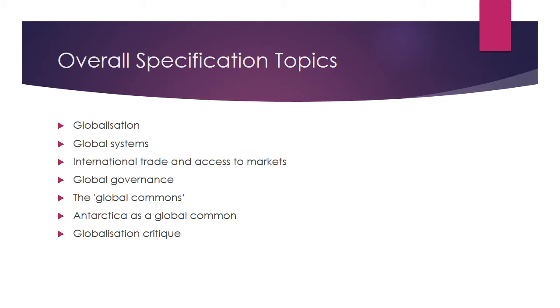So overall, this specification starts with globalization and global systems, which is the section that we've done already. And then we move on to international trade and access to markets. From there, we move to global governance, the global commons, Antarctica, and finish off with a globalization critique, which we'll be doing all the way through this, thinking about whether or not it's a good or a bad thing.